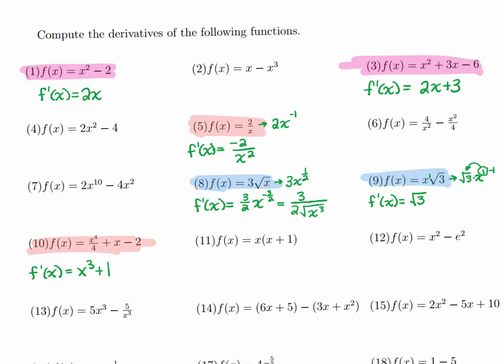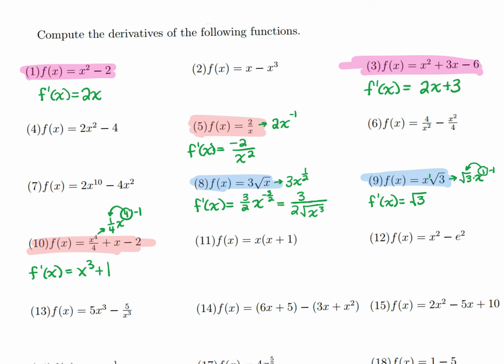And then 10 seemed a little harder than it was maybe. X to the 4th, if you wanted to think about this term, you could also think of it as 1/4 times x to the 4th. Take that power, multiply it by the 1/4, you get 1, and then subtract 1 from 4, and you get 3. So you get 1 times x cubed. And then the rest of this is like what we did on some of the other ones.